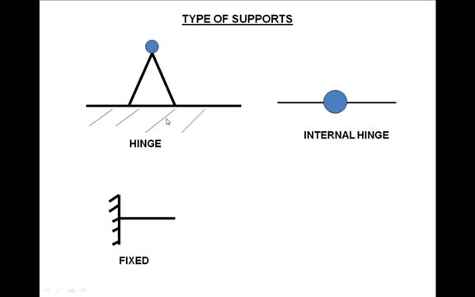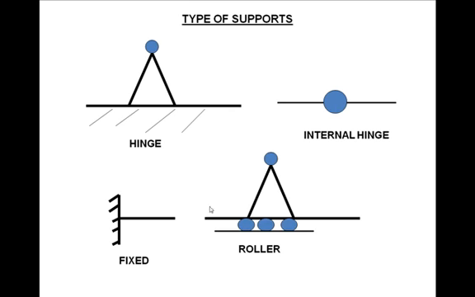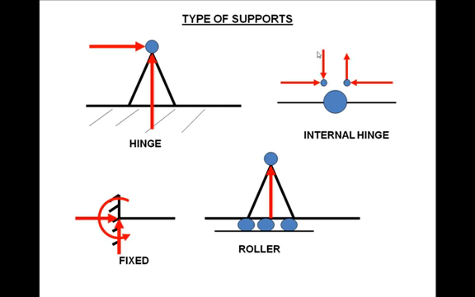But the total 4 types of supports are hinge support, internal hinge, fixed support, and roller support. Now each of these supports is associated with reactions. For example, hinge support is associated with 2 reactions, one horizontal and one vertical. Roller support is associated with only one reaction, that is vertical. Fixed support is associated with 3 reactions, one horizontal, one vertical, and one moment reaction. And internal hinge is associated with one horizontal and one vertical on each side of this internal hinge.